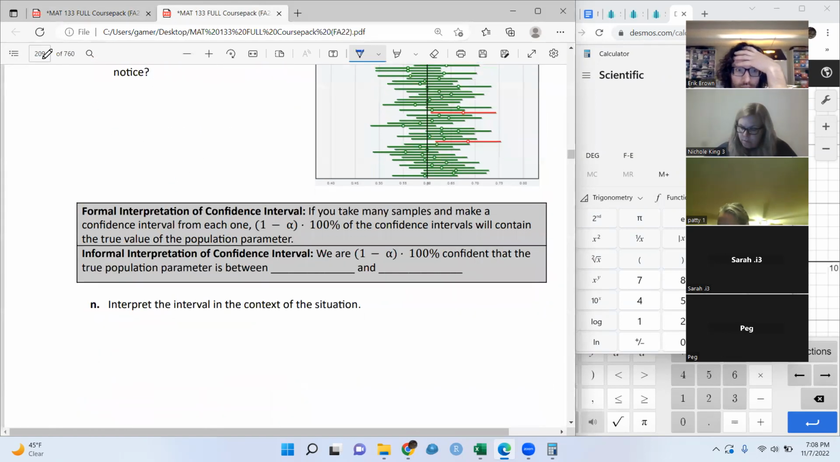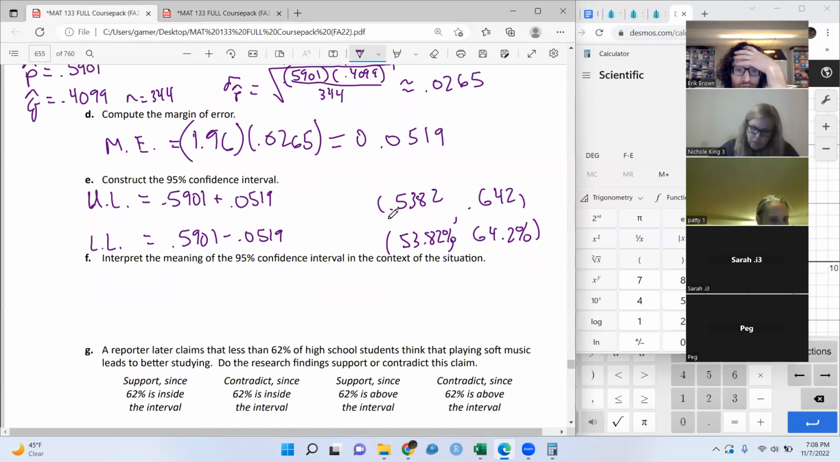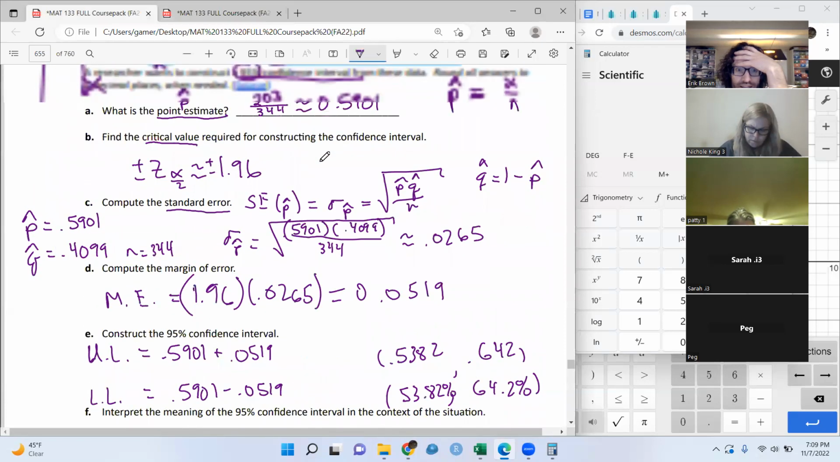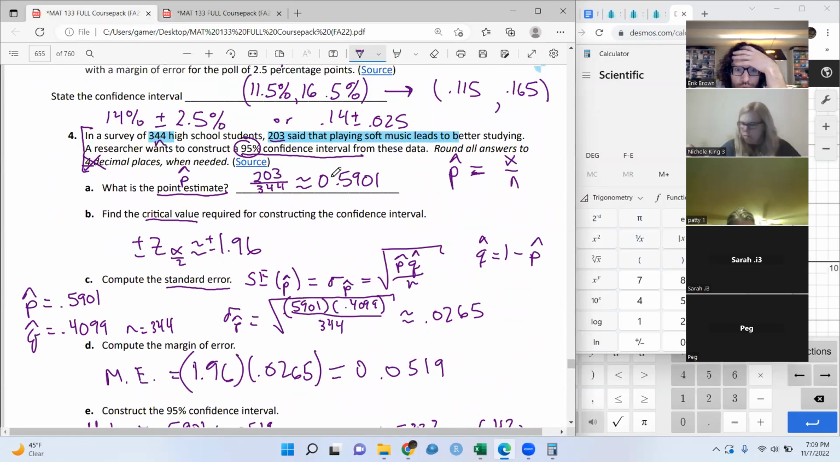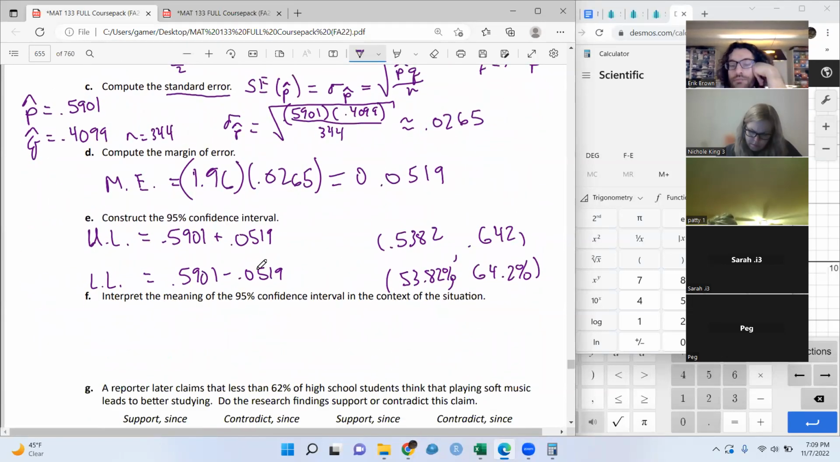So I'm going to start us back on page 209. When it says interpret the meaning of this confidence interval in the context of the situation, it means write this. We are 95% confident that the true population, and then instead of parameter here, put in the context. In other words, what is this proportion of? That the true population proportion of high school students who said that playing soft music leads to better studying is between these two percentages.